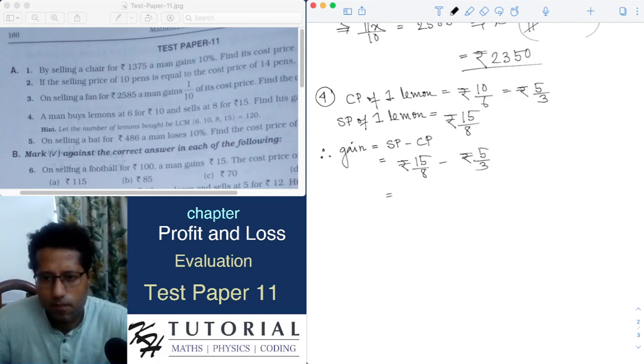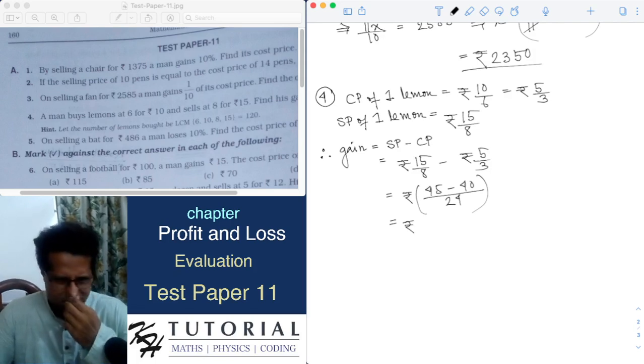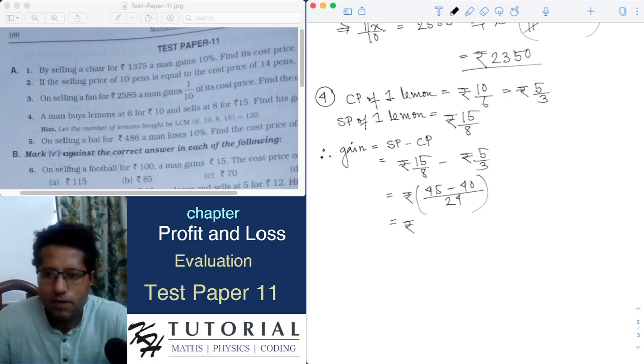This is equal to rupees 45 minus 40 by 24. This is equal to rupees 5 by 24. This is the gain. So we have to find the gain percent.